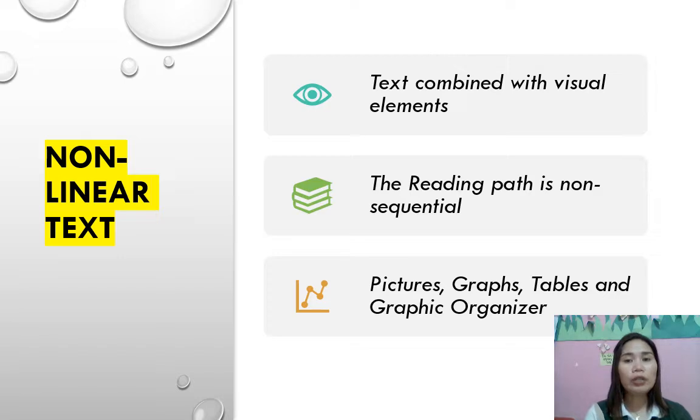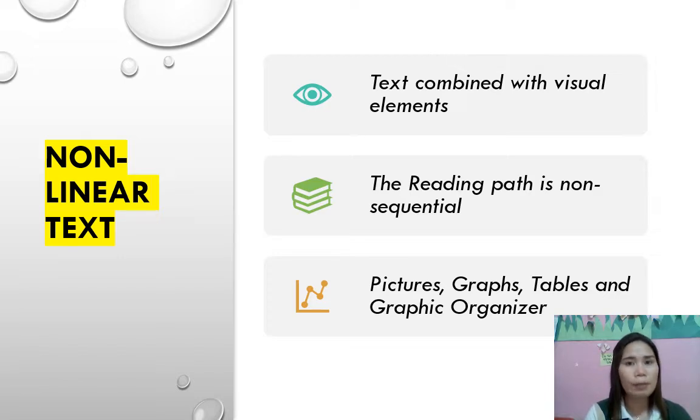While non-linear text is text combined with visual elements. The reading path is non-sequential. It means that the readers do not have to go through the text in a sequential manner in order to make sense of the text. For example, it uses pictures, graphs, tables, and graphic organizers.